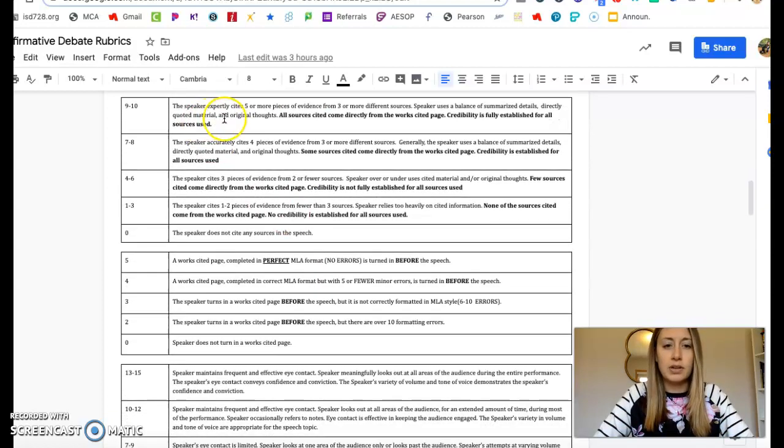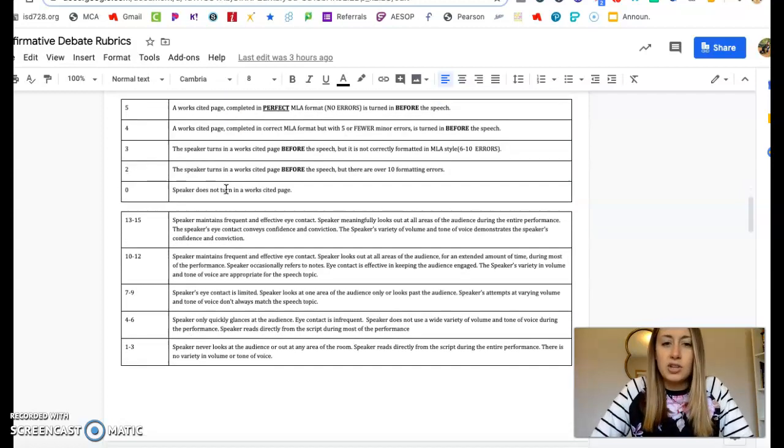Out of 10 points, the speaker expertly cites 5 or more pieces of evidence from 3 or more different sources. This used to be 7 pieces of evidence. Brought it down a little bit just to not overwhelm you. So you have to cite at least 5 times. So bring up where you found your information, who said it, the credible places where you got your information from. And then, for 7 to 8 points, you can get that if you do 4 pieces of evidence from 3 different sources, and you can read that yourself.